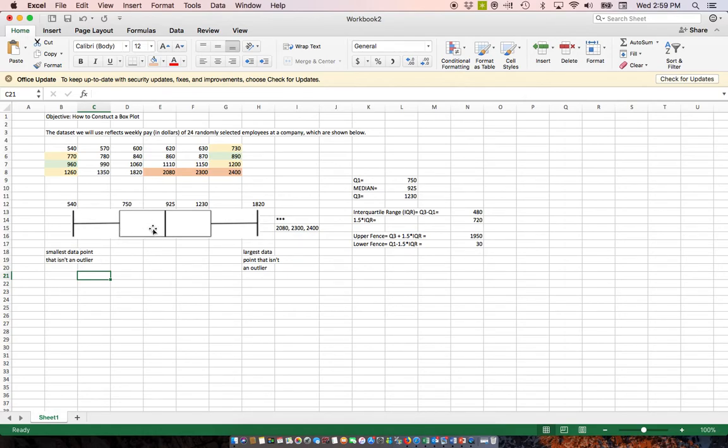So this completes this video of how to construct a box plot. We use this array of 24 data points. We calculated quartile 1, the median, quartile 3. We reflected those 3 numbers as such here. And then we calculated these parameters, and we used our fences to determine the largest data point that isn't an outlier and the smallest data point that isn't an outlier. That concludes this video.